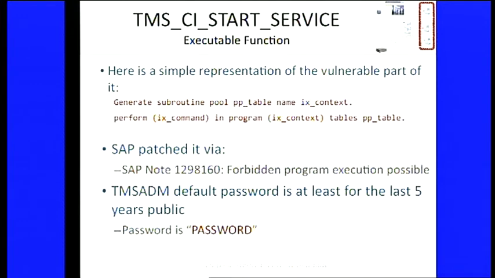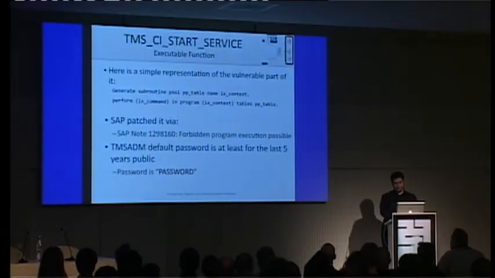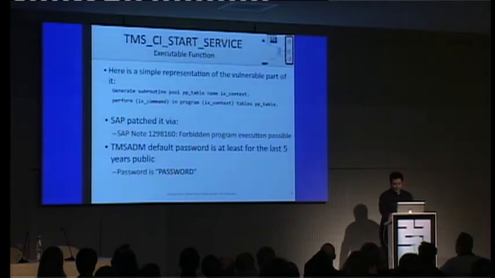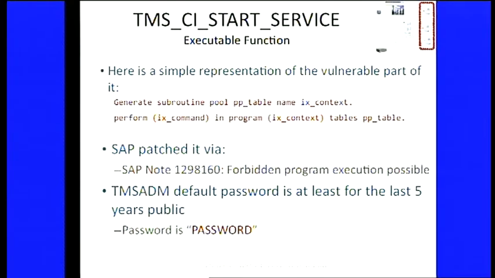So this is the representation of the vulnerable part. GENERATE SUBROUTINE POOL PP_TABLE NAME IX_CONTEXT. And there's a PERFORM here, which lets those source code lines and the form inside it get executed. SAP patched it with a patch more than a year ago. But the interesting thing is the TMSADM password for many, many years is a default password, and that password is password. And you couldn't change it before because everything broke, but now this is fixed. And you can actually change the password, which is a great feature, of course.